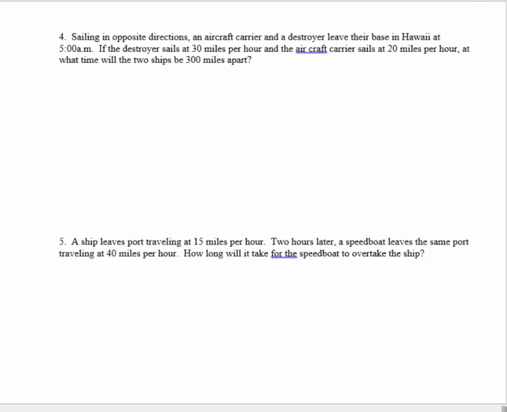So the good thing about this is they're both leaving at the same time. They're both leaving the base in Hawaii at 5 o'clock. So there's my Hawaii, and they're both going to leave at 5 a.m. The destroyer sails at 30 miles per hour and the aircraft carrier sails at 20 miles per hour, but they are going in opposite directions. So from here, we'll say that that direction will be for the destroyer, and the other direction will be for the aircraft carrier.